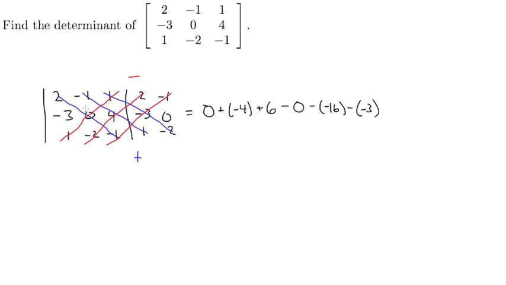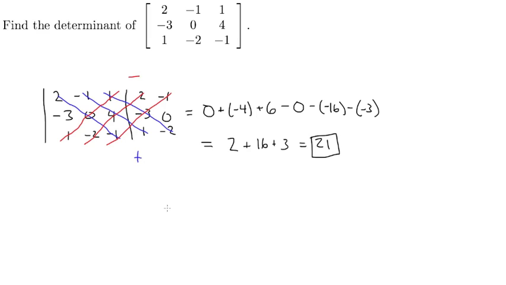So once again, this diagonal gave us plus 0, this diagonal gave us plus negative 4, this diagonal gave us plus 6. This diagonal gave us minus 0, this diagonal gave us minus negative 16, and this diagonal gave us minus negative 3. So putting everything together, we've got negative 4 plus 6, that's going to be 2. Minus negative 16, that's going to be just plus 16. Minus negative 3 will be plus 3. So 2 plus 16, that's 18, plus 3, 21.